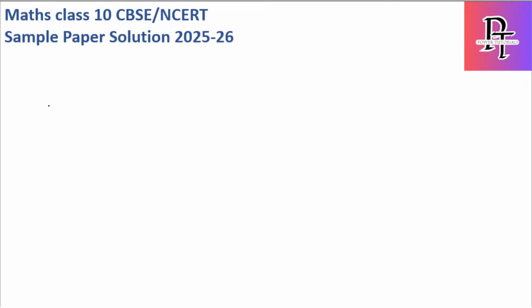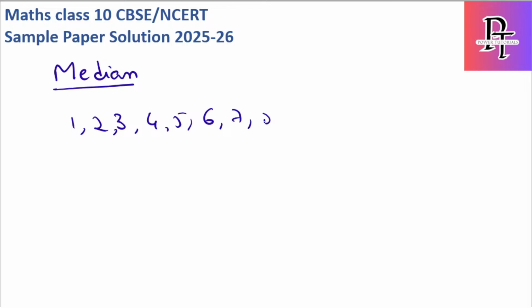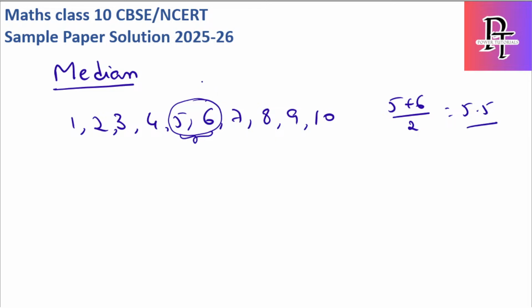Then we have the median formulas. For random numbers, if I take the same series 1, 2, 3, 4, 5, 6, 7, 8, 9, 10, the median is simply the mid value. Here the mid values are 5 and 6. If we have two mid values, simply take 5 plus 6 by 2, which is 5.5. But if you have only one mid value, then that mid value is the median.